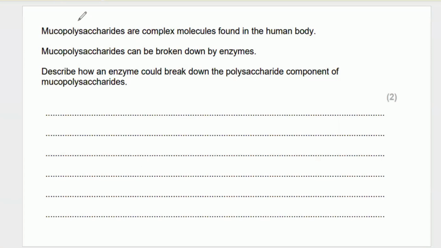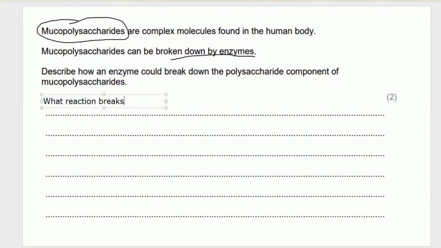Mucopolysaccharides are complex molecules found in the human body. Mucopolysaccharides, what a word, can be broken down by enzymes. Describe how an enzyme would break the polysaccharide component of the mucopolysaccharide down. Okay, biology loves to throw these things at you, but really they're just saying, how would it break a polysaccharide down? So what type of reaction would the enzyme do to break down a polysaccharide? The whole muco bit is just to throw you off.